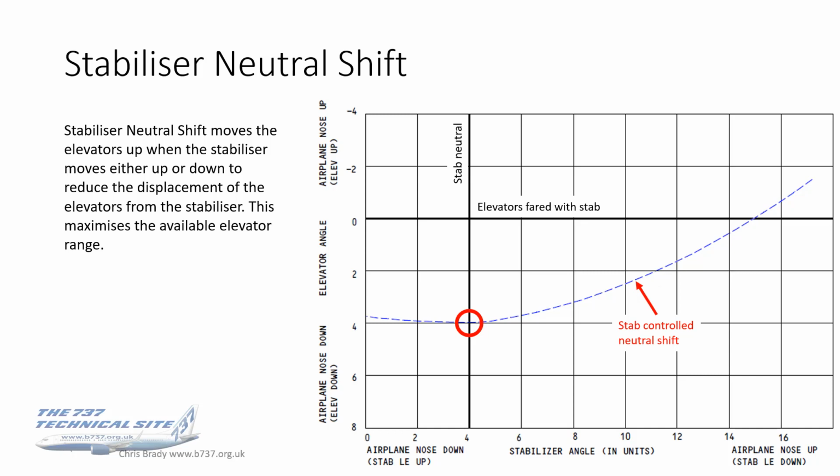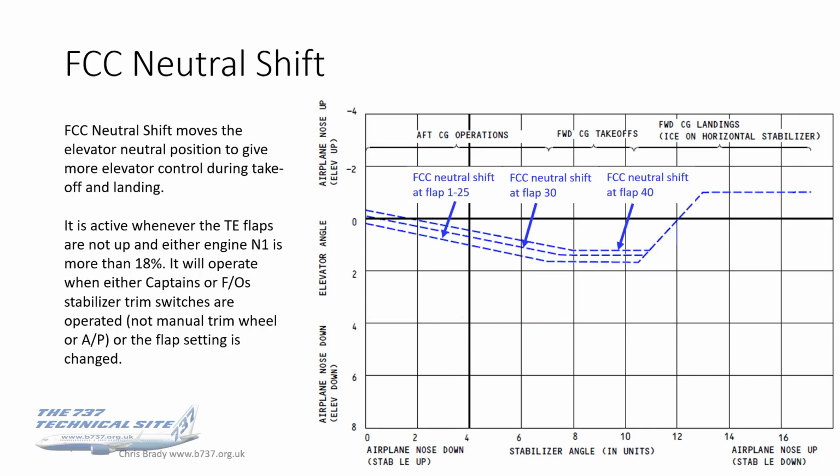Okay, let's have a look at flight control neutral shift. This moves the elevator neutral position to give more elevator control during takeoff and landings, or strictly speaking, whenever you've got flaps out, which Boeing assumed would be during takeoff and landing. Now, it's active whenever the trailing edge flaps are not up and either engine N1 is more than 18%. In other words, the engines are running.